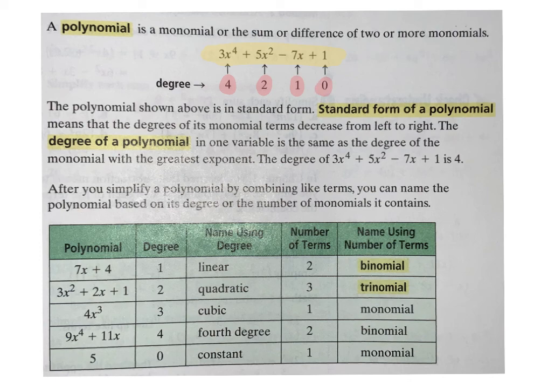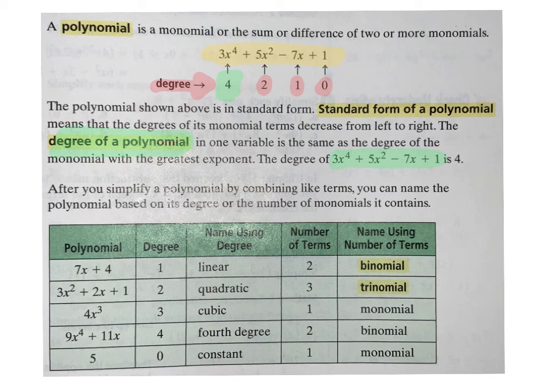This is called standard form. Standard form of a polynomial means that the degrees of its monomial terms decrease from left to right. So you'll see each one of them has a degree and they decrease. They went from left to right, highest to lowest, and that is standard form. That's how you need to start putting your answers, in standard form. Now, when we talk about the degree of a polynomial, the degree of a polynomial is going to be the highest degree for any one monomial. So for this particular one, the example they gave us, we are going to use the highest one, which is 4.